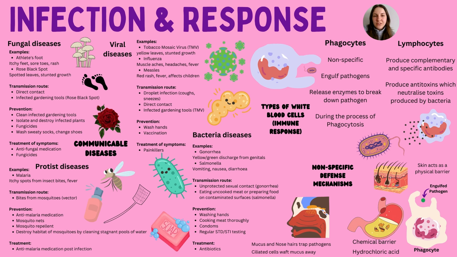You need to know the different types of white blood cells, so let's talk about them. The first one is called phagocytes, and these are non-specific responses to the immune system.